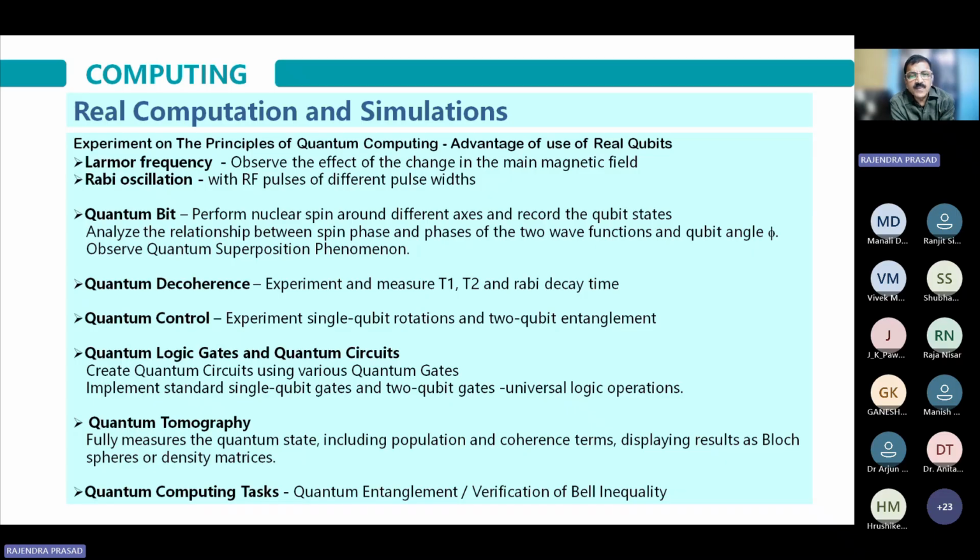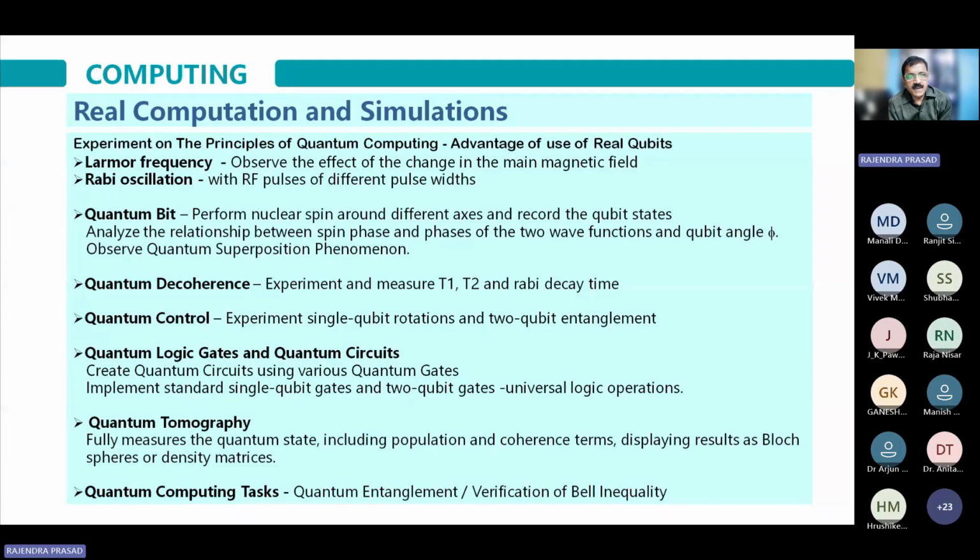Next, we will use a real qubit, or in a simulation use that qubit, and perform the spin around different axes, record the qubit states, and analyze the relationship between spin phase and the phases of the two wave functions that are available, and then qubit analysis. Observe all this quantum superposition phenomena on a quantum bit.